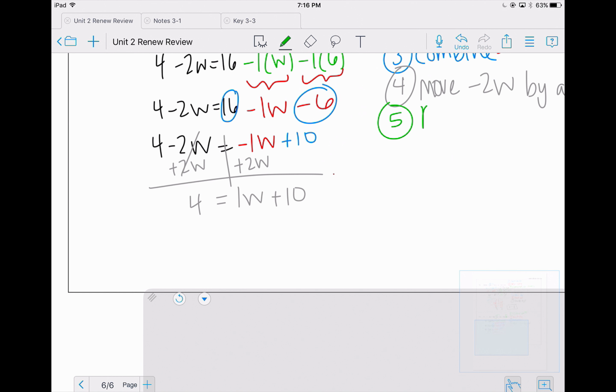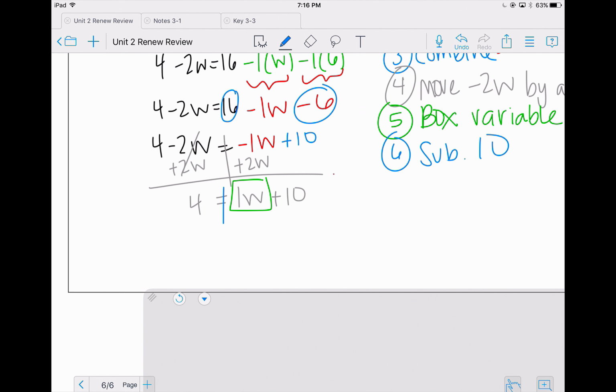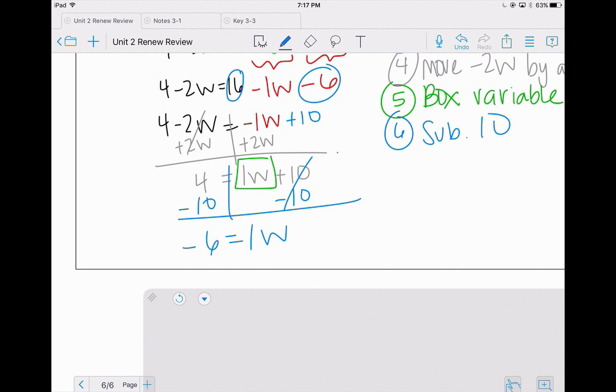Step 5, I'm going to box my variable. So I box 1w. And then I'm moving what's outside the box, so I'm going to subtract 10. So 4 minus 10 is negative 6, and be very careful on that because a lot of people on their test said that that was a positive. But if you have $4 and you owe me 10, you owe me $6. So if you borrow a 10 from me, you only have 4 to pay me back, you're in the hole and you owe me money.